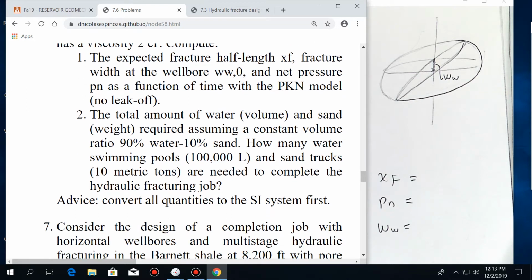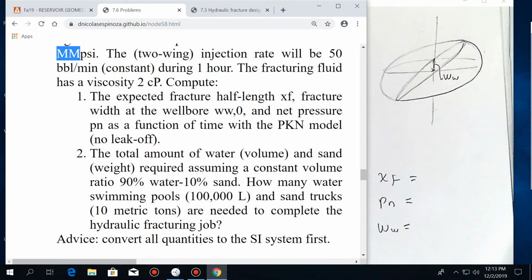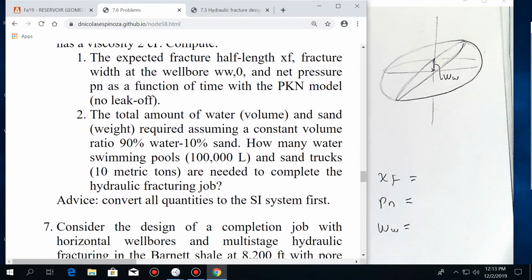And after that, you need to do a little bit of volumetrics to tell me, given that volume, how much water and how much sand you need for that location. So the second part is just simple math. For the first part, you use the equations of the PKN model. And for the second part, I'm sure you can figure this out, it's just volumetrics.